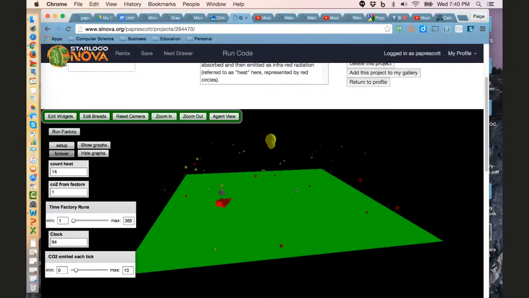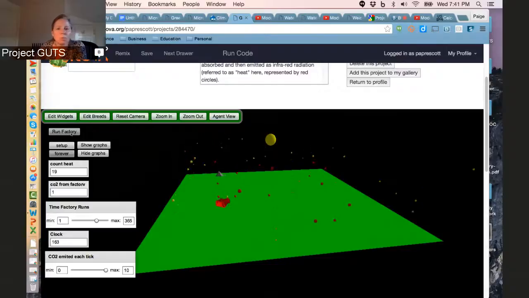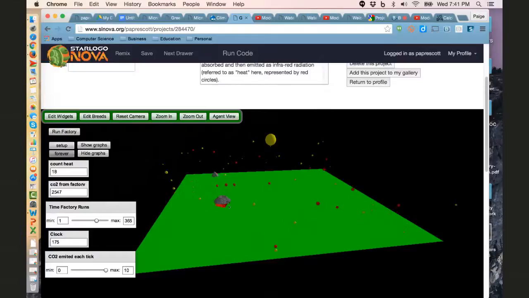are coming out, and we can see how much carbon dioxide is emitted at each of the ticks there. We can increase that, and we can also increase the amount of time that the factory runs. So I just did a huge amount, and so it's probably going to freeze up a little bit. But that is the carbon dioxide that's coming out.